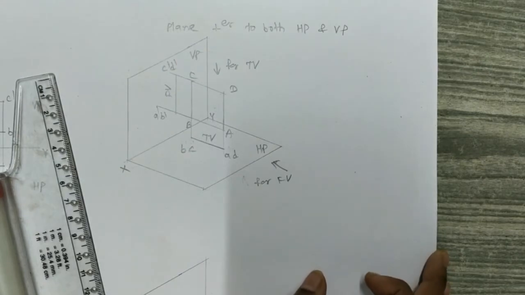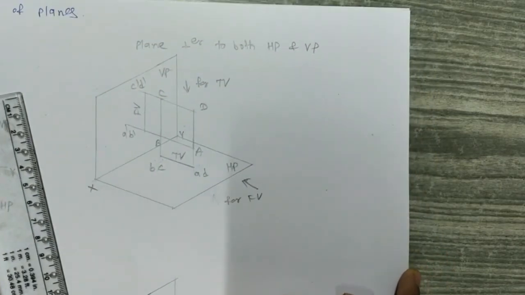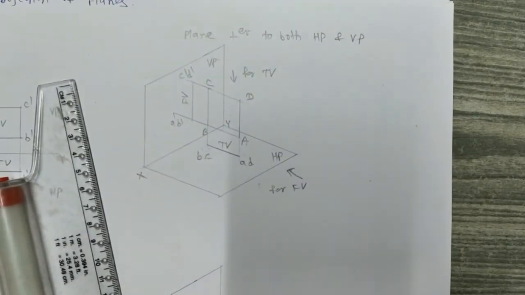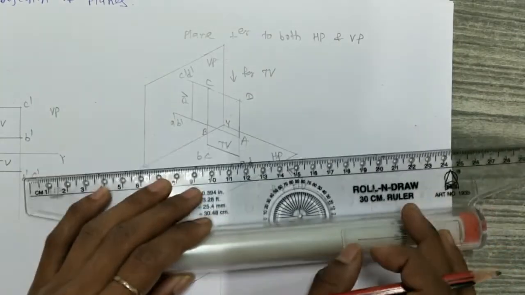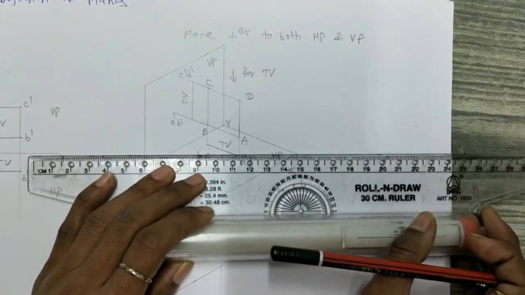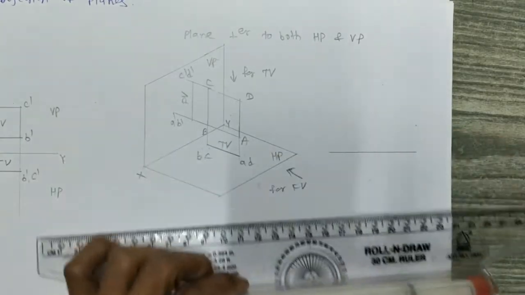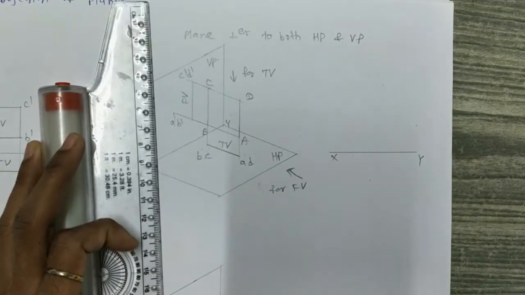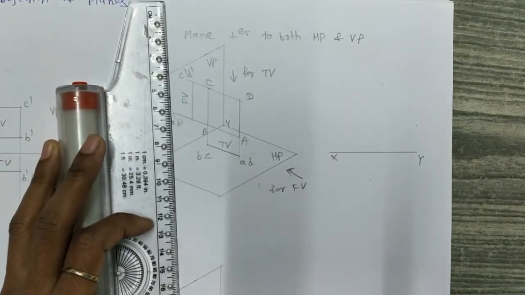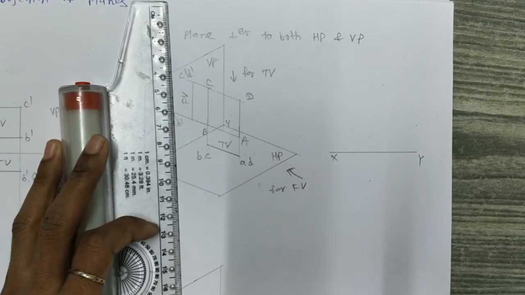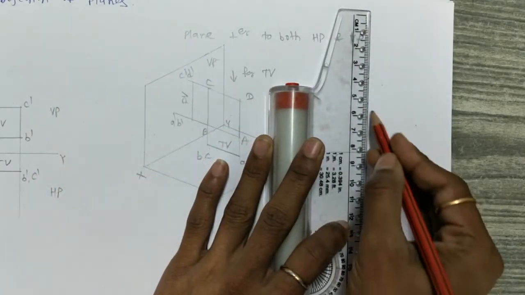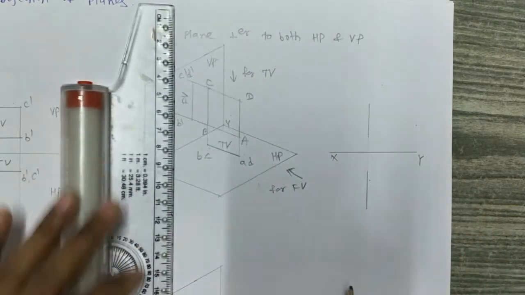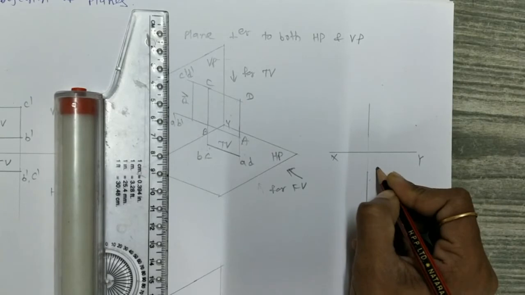Now this is the representation of front view and top view in 3D. Now we will draw it in 2D. So for this, draw a straight line, XY line. So this is XY line. And as we know, front view and top view both are vertical. Both are straight vertical lines. So draw, then take its projection. So this is CD.